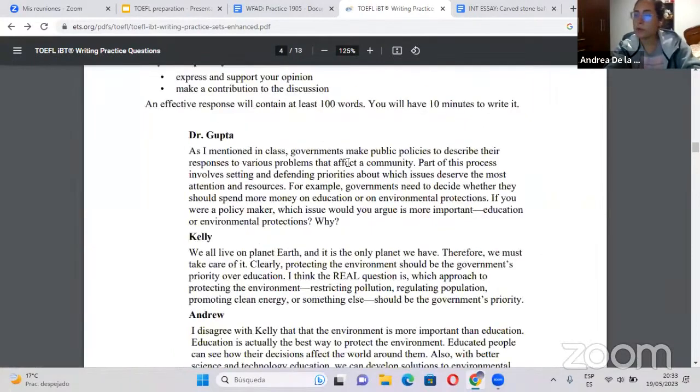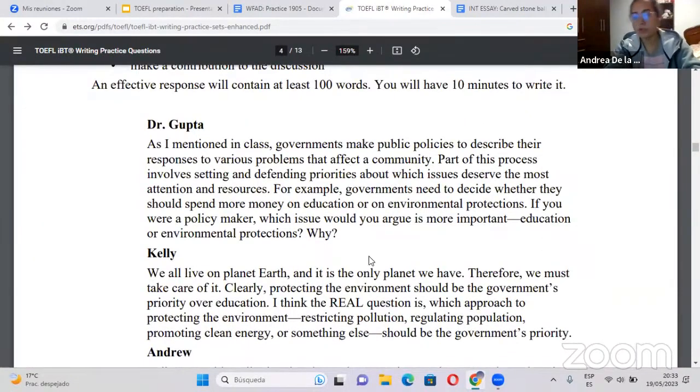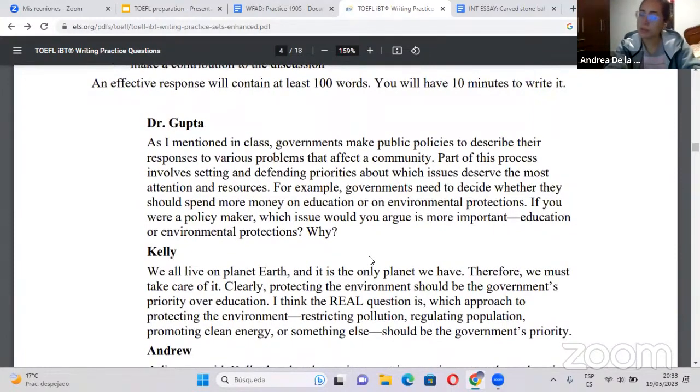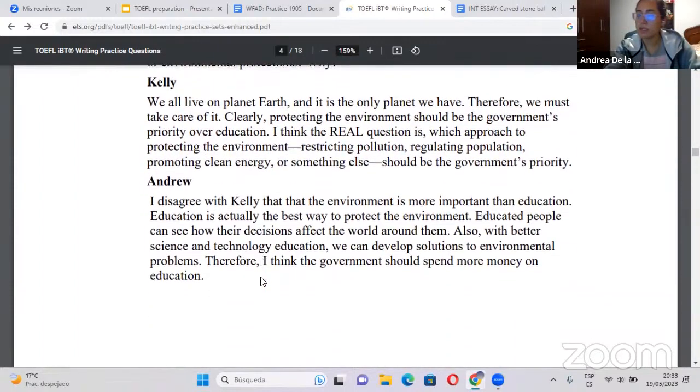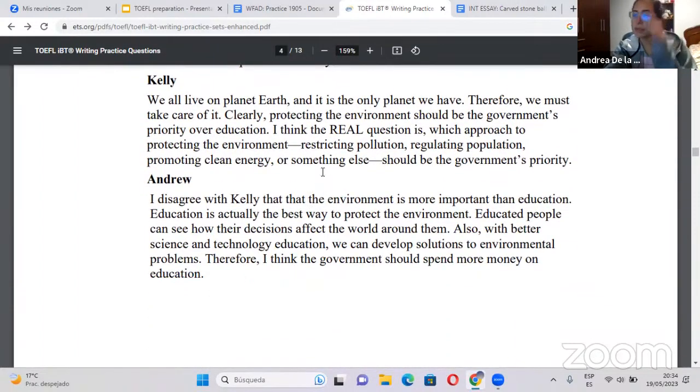Okay, guys. So we know the question: is environment more important than education, or is education more important than environment? Which issue would we say is more urgent, more important? Which issue would we prioritize if we're policymakers? We have to make decisions. Now, Kelly says that we should prioritize protecting the environment because it's the only planet we have. That's the only reason she gives. And then she raises the question of where we should start: by restricting pollution, regulating population? Those are the details that she gives.